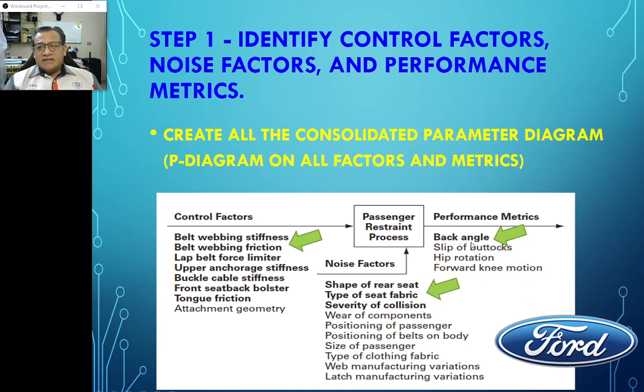How far is the passenger moving forward, right? From their inclined angle at the back seat. Okay, so this is consolidating step 1, identify control factors and noise factors, and the final outcome of the testing measurement. So in this DOE, we have to create many test experiments with different types of set point parameters.